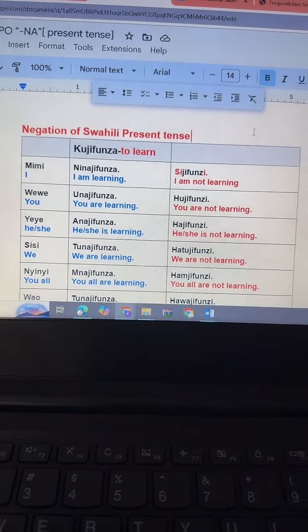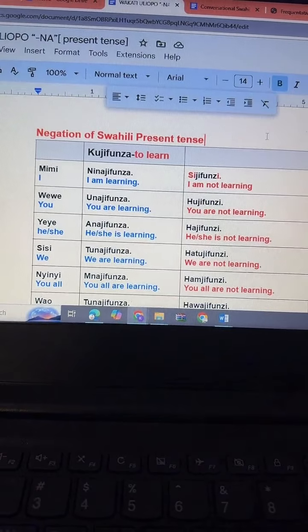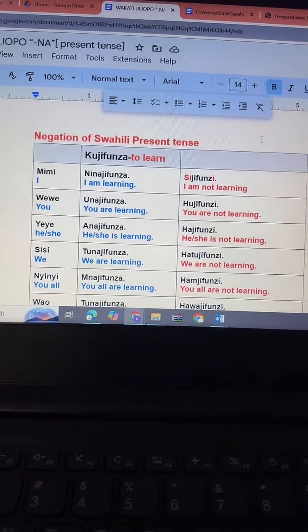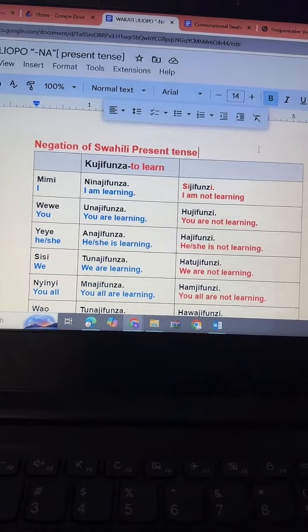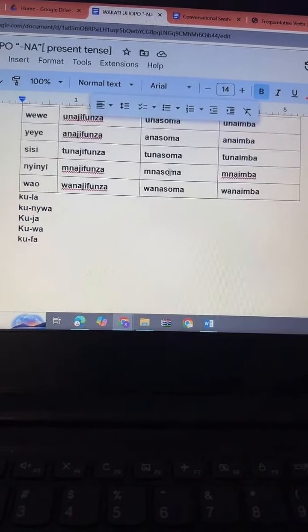In this lesson, we are going to learn about Swahili present tense negation. Remember in our previous lesson, we learned about the Swahili present tense. We were able to make sentences in the present tense. Just a brief overview here.